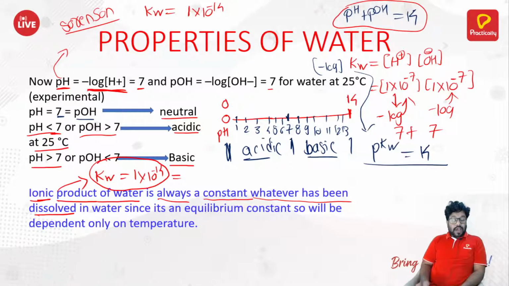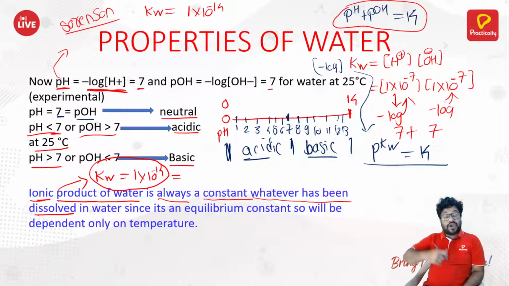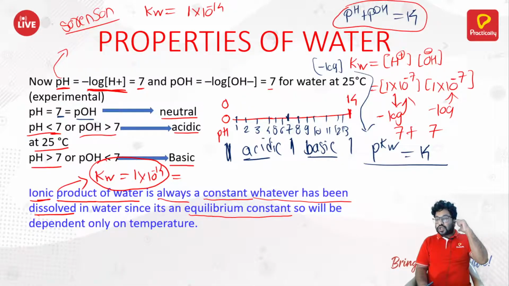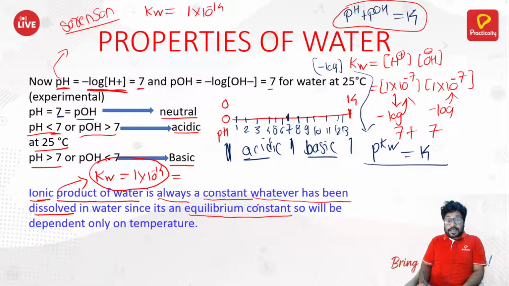Now, as I was saying, the ionic product of water is always constant, whatever has been dissolved in water. Why? Because it's an equilibrium constant. You do whatever you want, equilibrium will always try to balance itself. For a short time there might be some kind of aberration, but after some time it will automatically balance. That is why we call it a constant.